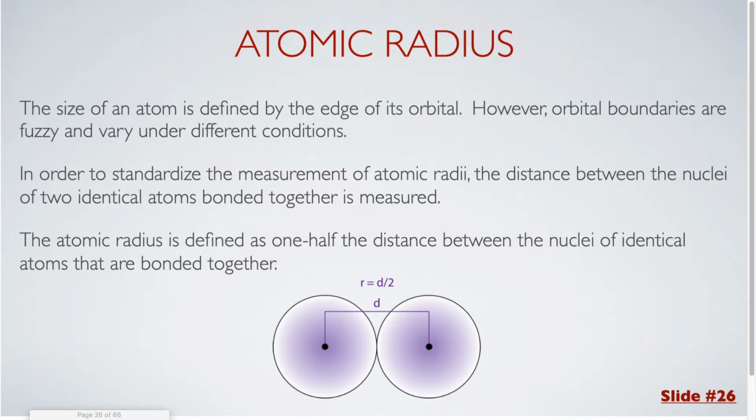In order to standardize the measurement of atomic radii, the distance between the nucleus of two identical atoms bonded together is measured. The atomic radius is defined as 1/2 the distance between the nuclei of identical atoms that are bonded together, which you can see in the image below.